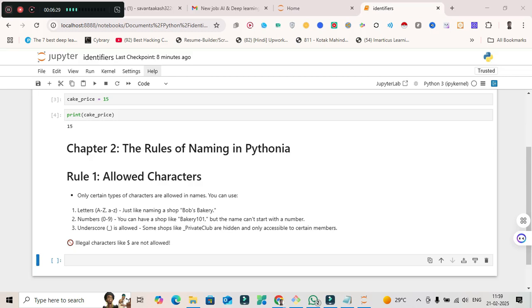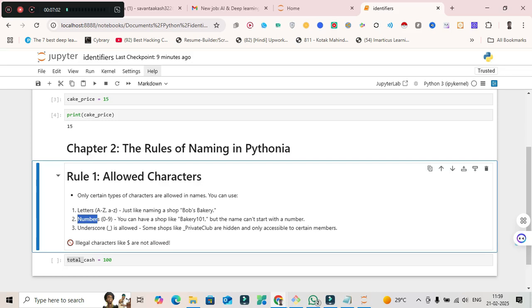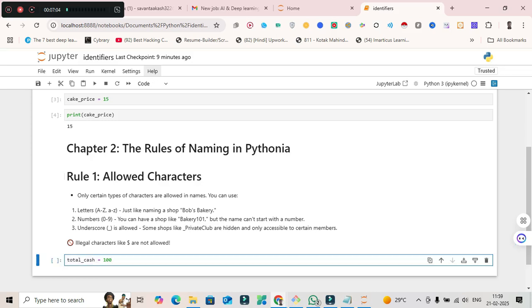So let's take an example so that you will understand what I'm talking about. Let me explain here. Okay, so rule number 1, is it following capital A to Z and small a to z? Yes, it is following. Then numbers, which are allowed after the first character, but in this particular name I am not using any. Underscore is allowed, I am using that, and this is working here. So this is a valid identifier, correct?